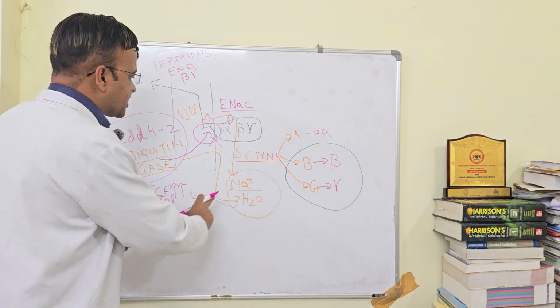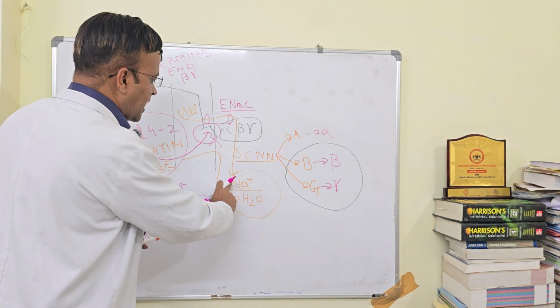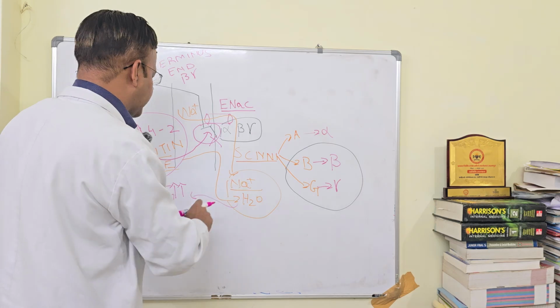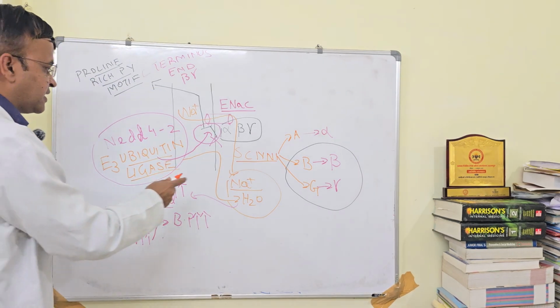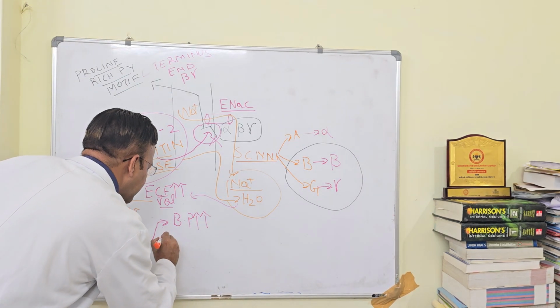Now blood pressure is increasing. Apart from that, the sodium is coming, so we can write hypernatremia. Sodium is increasing: hypernatremia.